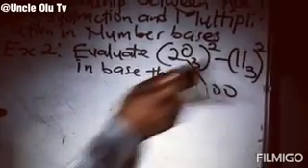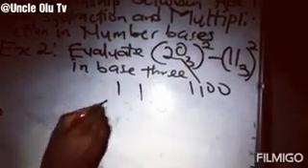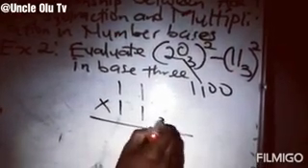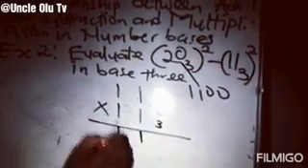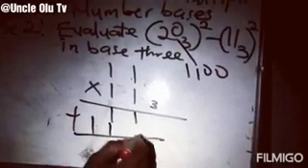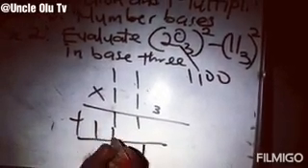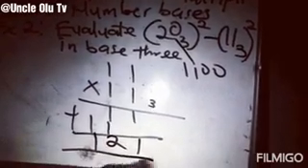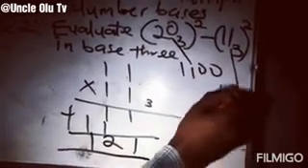Now we do the same thing for this, 11 times 11 in base 3. 1 times 1, 1. 1 times 1, 1. 1 times 1, 1. 1 times 1, 1. So you add it. That is 1. 1 plus 1, 2. It's not up to base, you can write it down. So for here, we have 1, 2, 1.